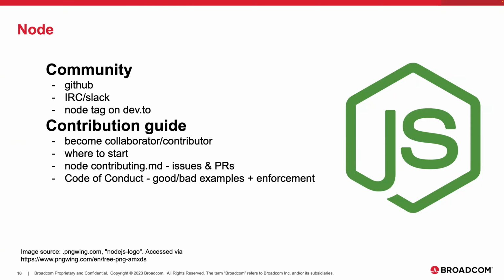It also contains examples of bad behavior, like trolling, harassment, or publishing private information, and also provides a guideline of how this will be enforced with different levels of consequences. It can start with just the correction of the message, and the highest is a permanent ban.